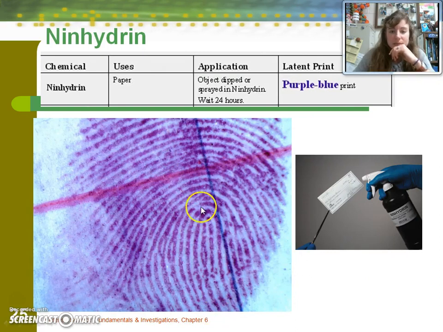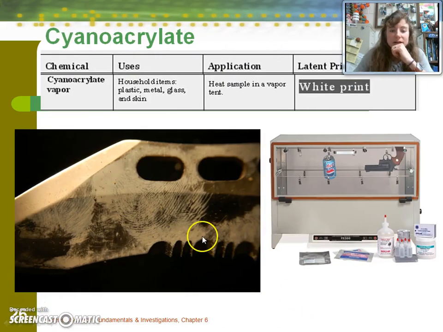Ninhydrin, again, the purple-blue would be the processing for that. Cyanoacrylate is going to show up as a white print, and we're going to take a closer look at this fuming in class as well.